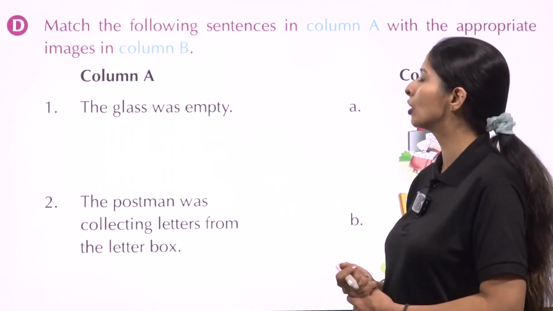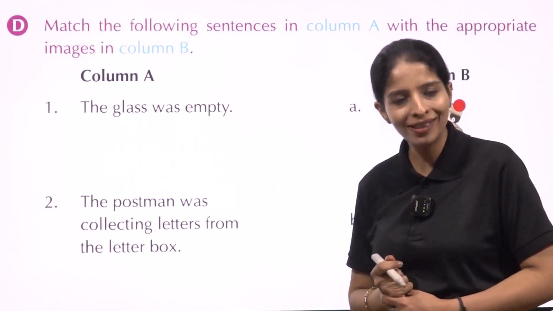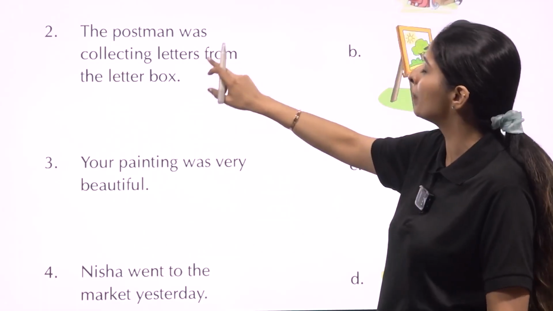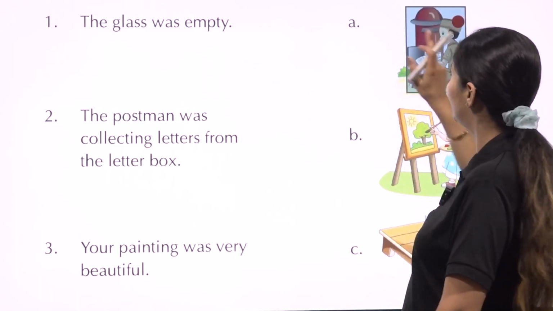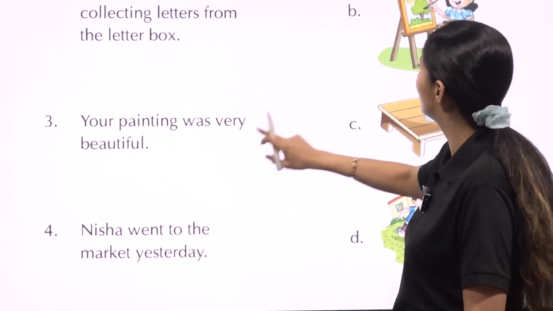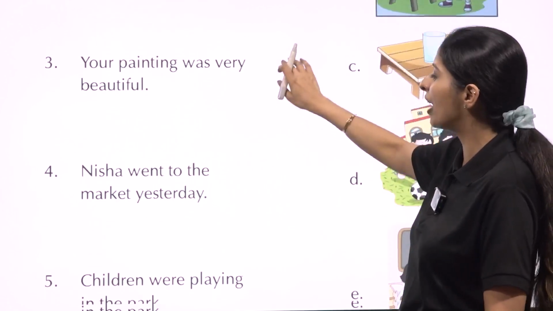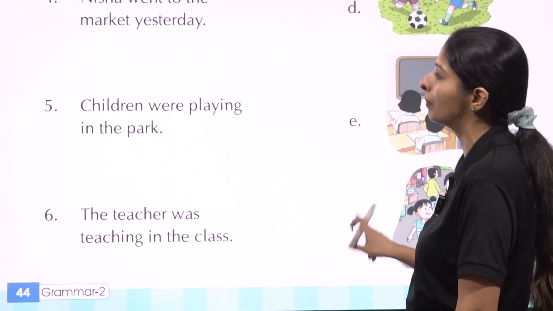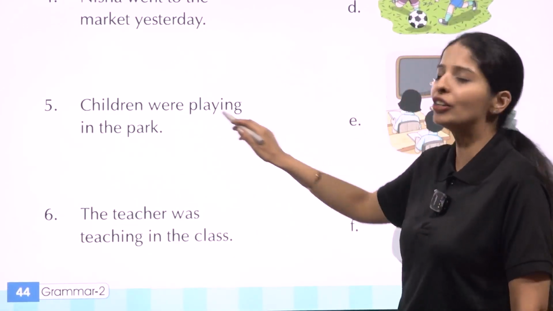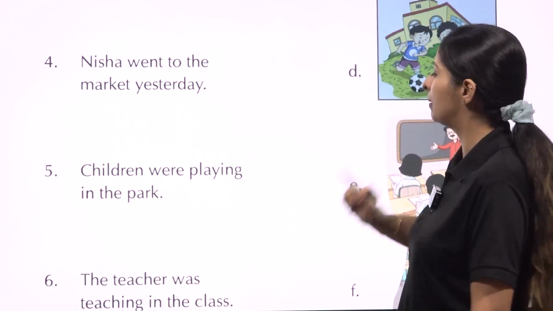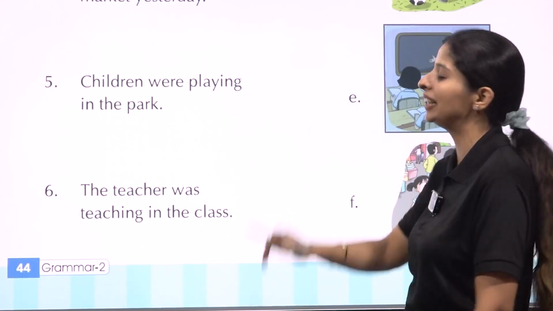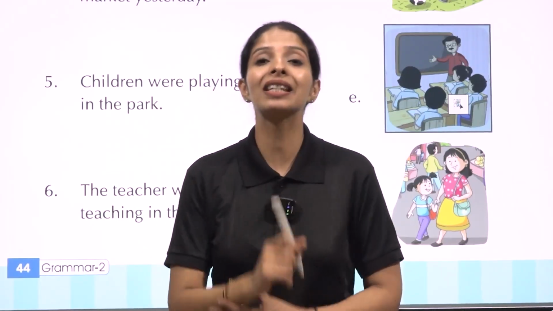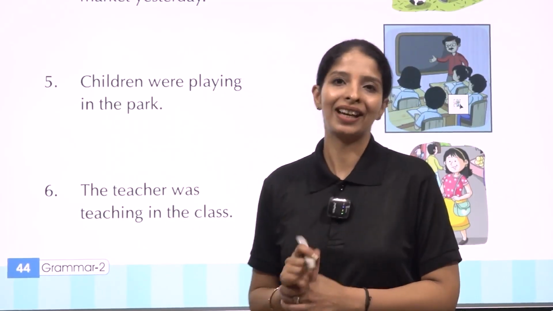Similarly, here also you have to match the following sentences in column A with the appropriate images in column B. The glass was empty: you match it with option C. Second, the postman was collecting letters from the letter box, with image A. Your painting was very beautiful. Nisha went to the market yesterday. So here you can see the girl in the market. You match it with this picture. Children were playing in the park, here with image D. The teacher was teaching in the class, image E. So on the left side there are sentences. You have to match the sentences with the appropriate image on the right side.